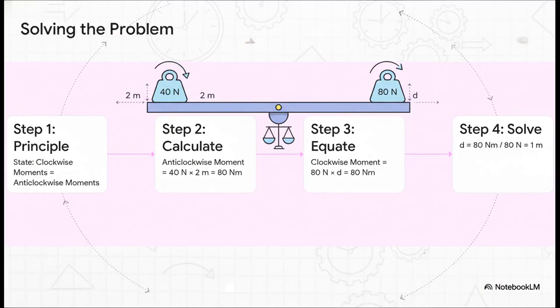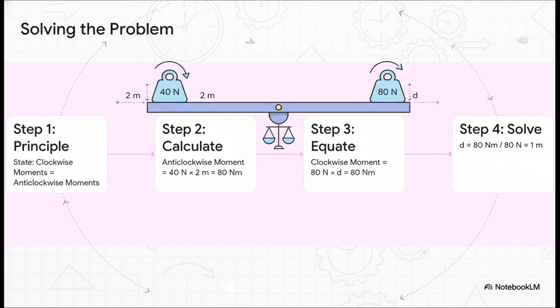Here is how you get full marks every time. Step 1, and this is super important. Always state the principle first. Clockwise moments equal anti-clockwise moments. Step 2, work out the moment you already know. That's the anti-clockwise one, 40 newtons times 2 meters, which gives us 80 newton meters.